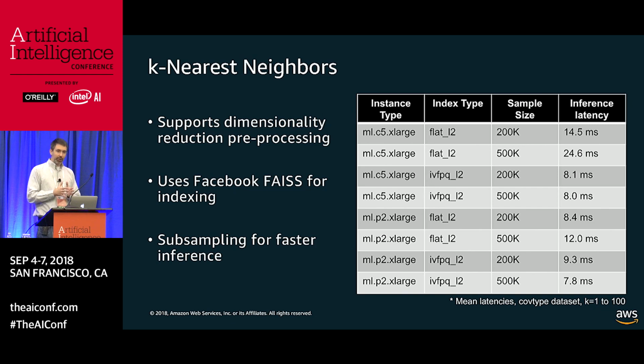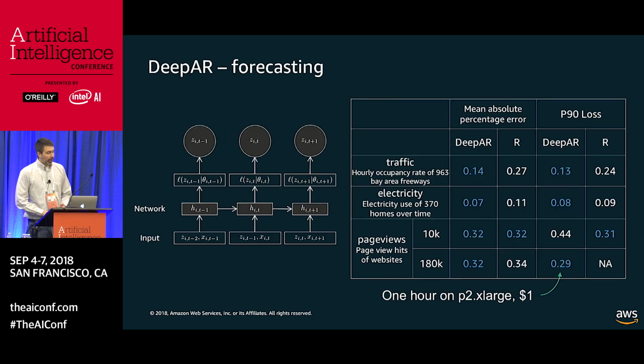When you do dimensionality reduction as a pre-processing step, you're reducing that computational time and shortening your time for inference. We use Facebook Vice for indexing to further speed things up and then allow for subsampling as well. So all those things give you a lot of bells and whistles to tune and get, in the end, very, very fast inference latencies, even though that's usually the most computationally intensive part about nearest neighbors. And again, it can take advantage of GPU acceleration through Vice, things like that.